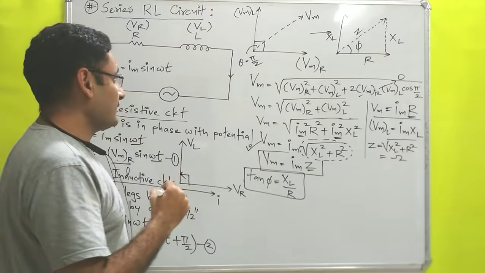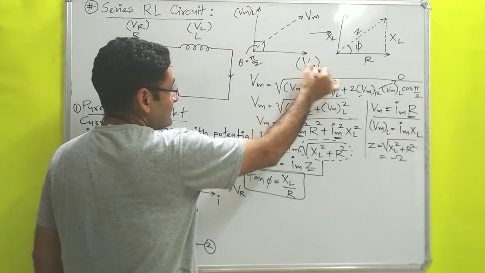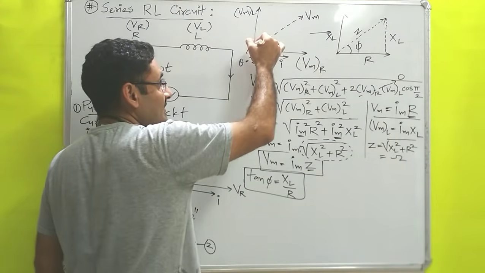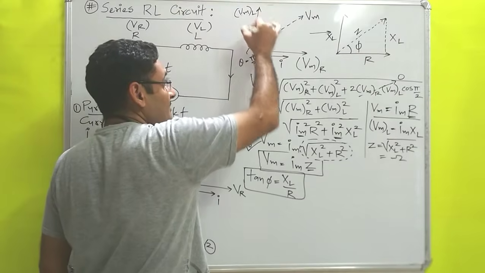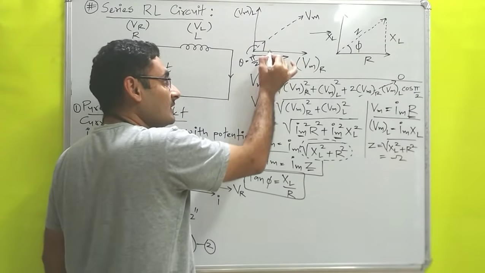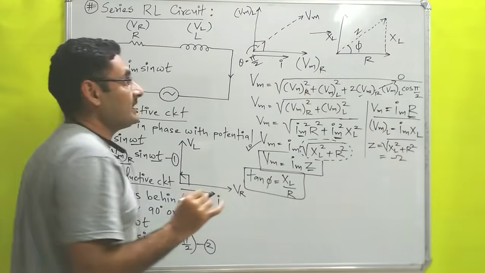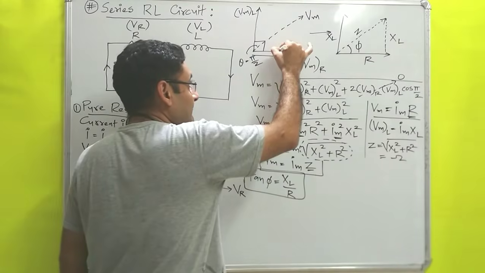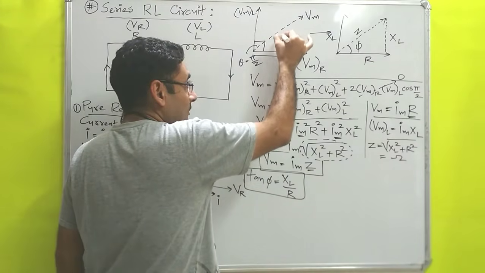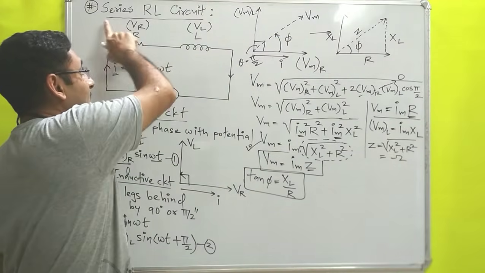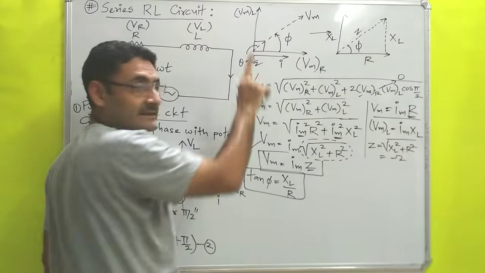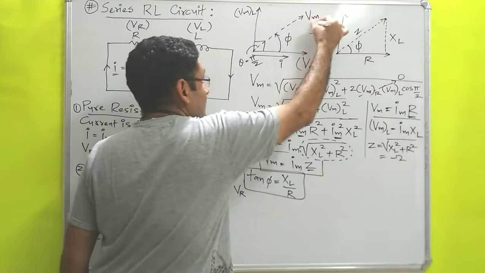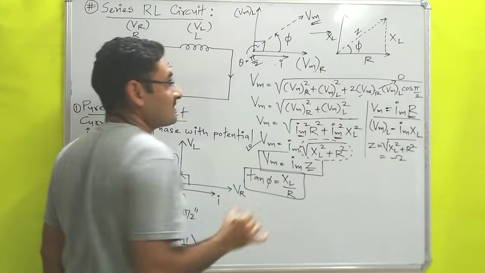Also, one thing: in the case of a pure resistive circuit, current is in phase with potential, and in the case of an inductor, potential leads the current by pi by 2, or current lags behind the potential by pi by 2. But when both are combined, that will be your phi. That means from the diagram we can say that in the case of a series RL circuit, current lags behind the potential. Now that is your resultant, so current lags behind the potential by phi.